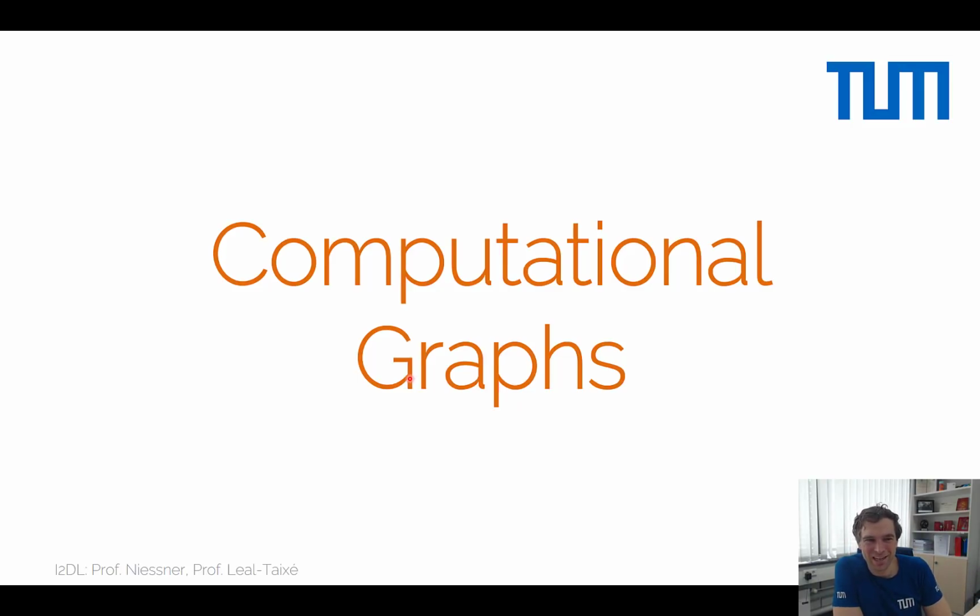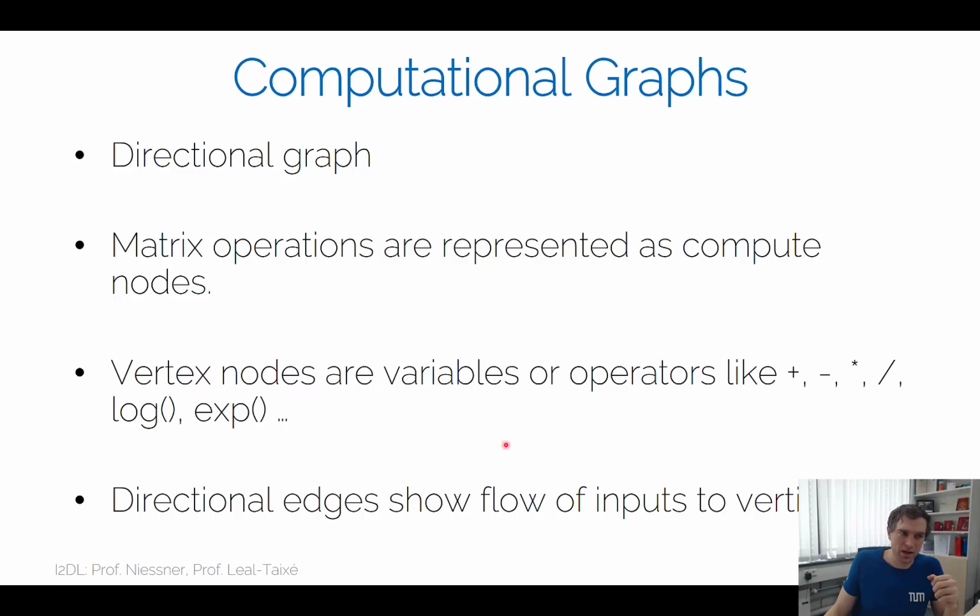If you're talking about compute graphs, that's a mathematical concept that has been around for quite a while. A compute graph is a directional graph where we have matrix operations that are represented as compute nodes. And every compute node is a vertex node. These are variables or operators like plus, minus, multiplication, division, logarithm, exponent, and so on. And these directional edges show the flow of the inputs to these vertices. So it's pretty straightforward. In fact, this is what every mathematical computer program is doing. When I'm having program code and stuff like that, typically this is being mapped to a compute graph in a compiler, of course.